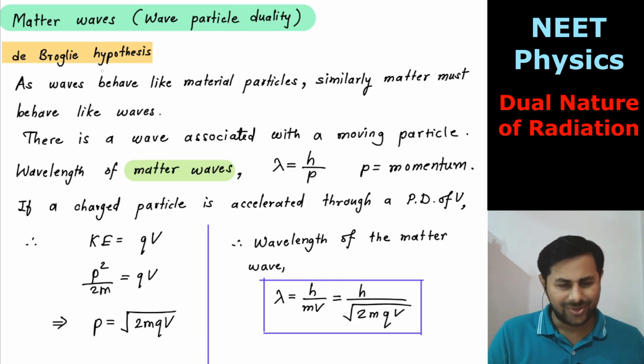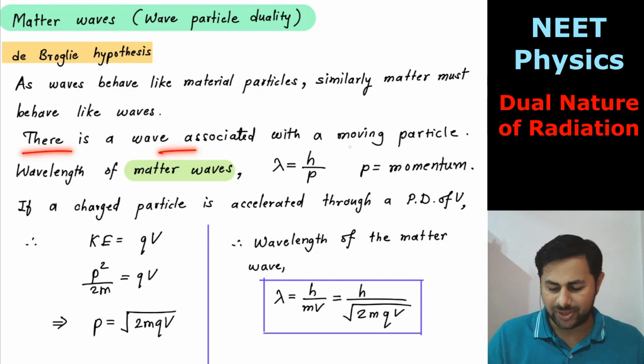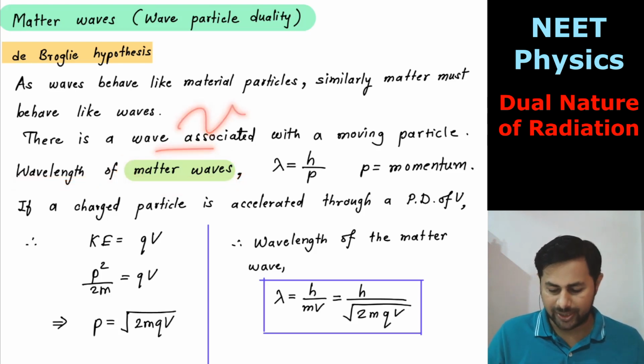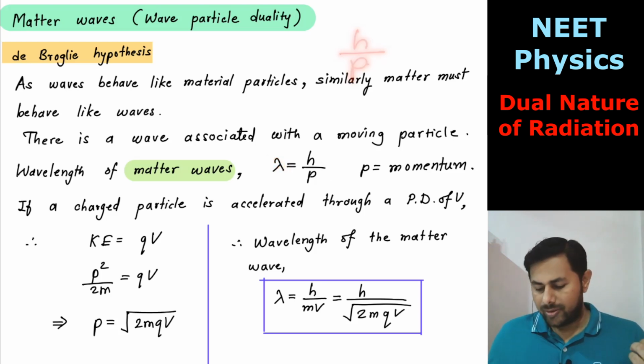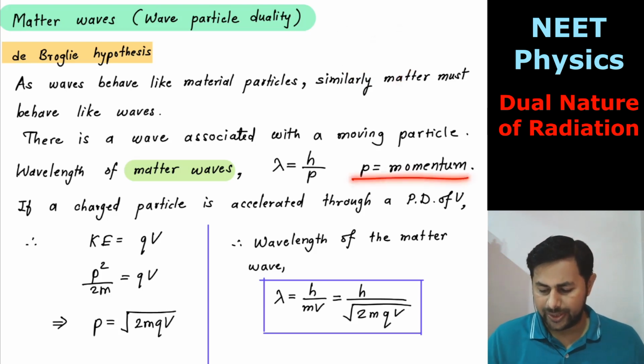So he gave us the hypothesis: as waves behave like material particles, similarly matter must behave like waves. There is a wave associated with a moving particle, and that wave is known as a matter wave. Its wavelength is given by h by p. H is Planck's constant, p is the momentum. So lambda, the wavelength of matter waves, is given by h by p, where p is the momentum.